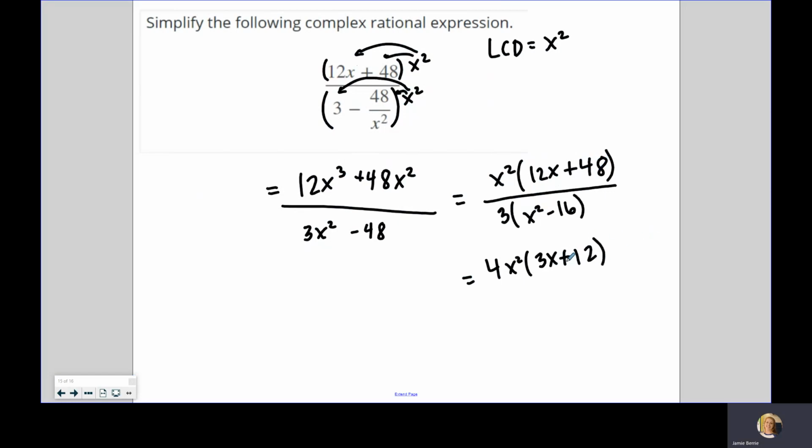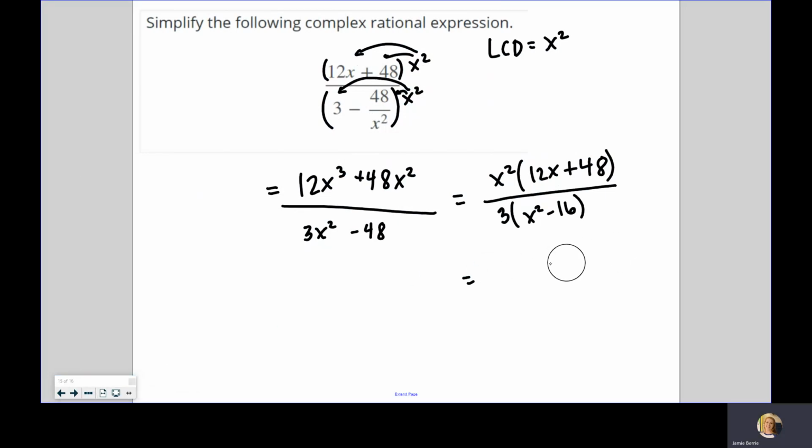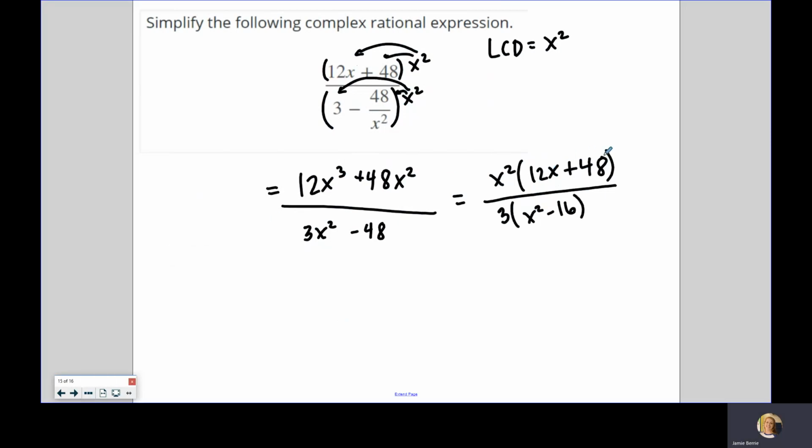And there are more common factors. Goodness gracious, let me erase that. Trying to do this all in one step. Yeah, that was my bad. Sorry, guys. All right, so what's the common factor up top? It's actually 12. So pull out a 12. You're left with x plus 4.